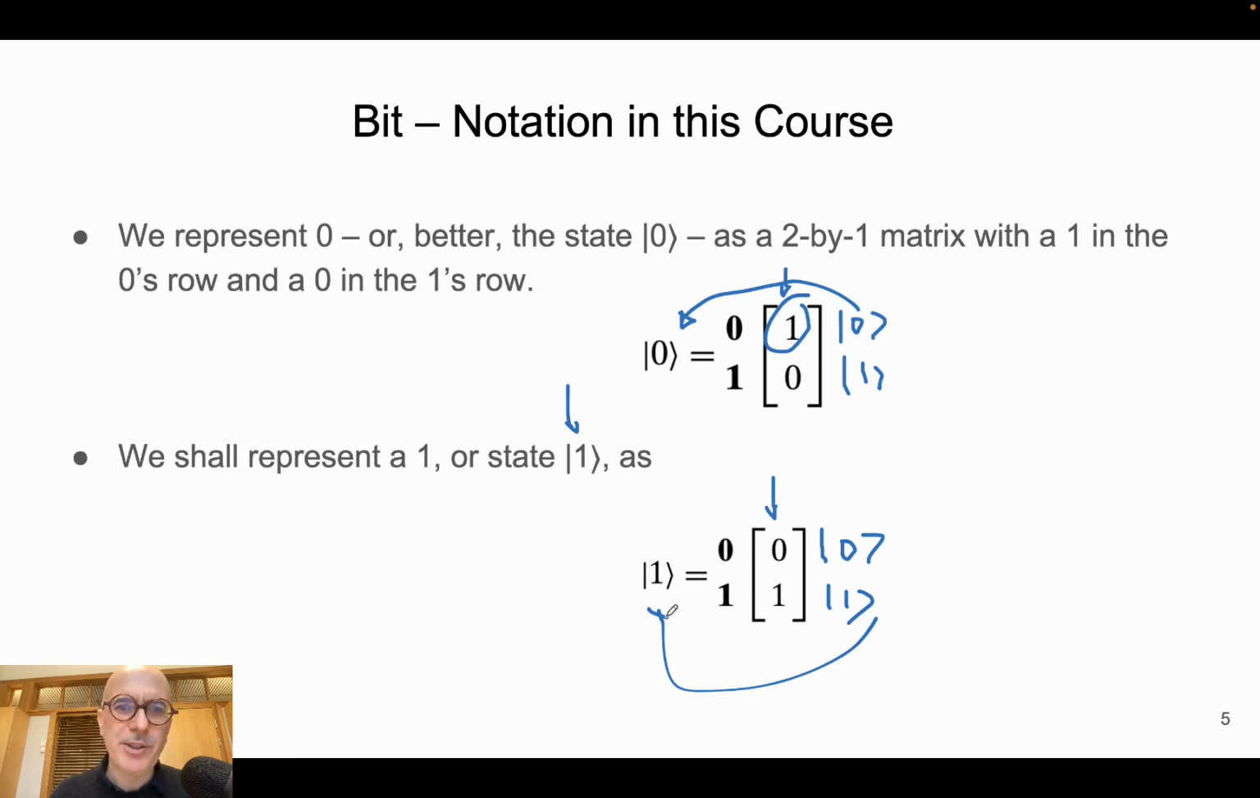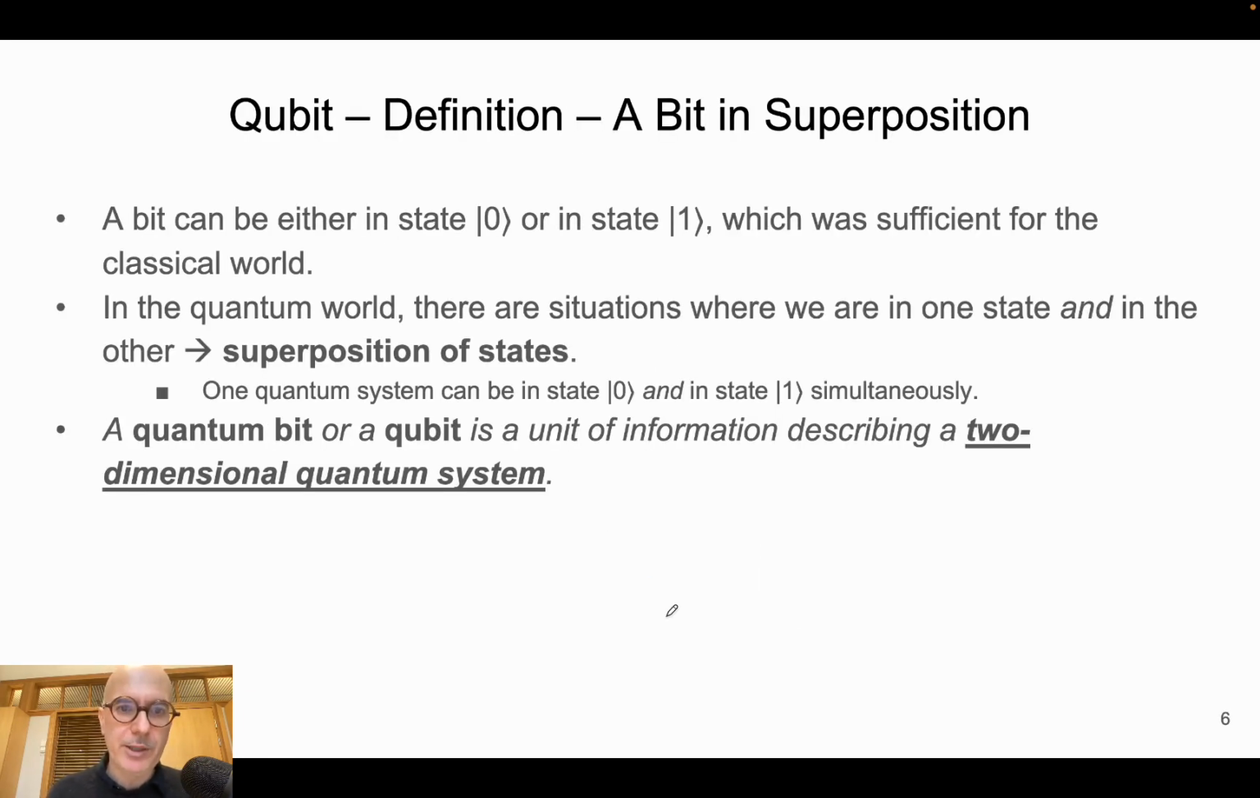So why all this machinery? Well, we want all this machinery to express the quantum bit, which is a generalization of the bit. A bit can be either in state 0 or in state 1, which is sufficient for the classical world. However, we saw in the previous lecture that quantum states can be a blending of different quantum states.